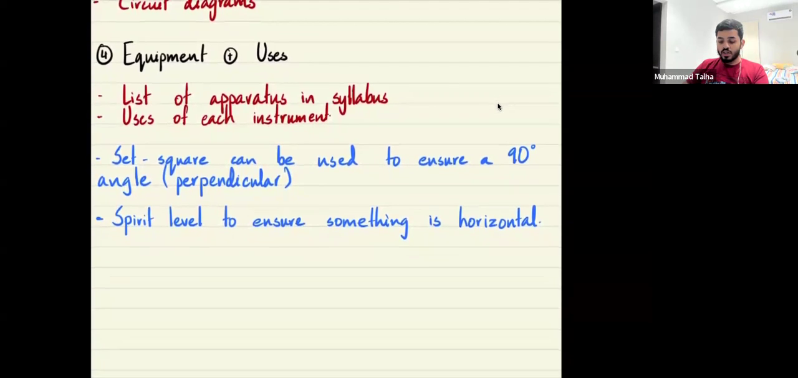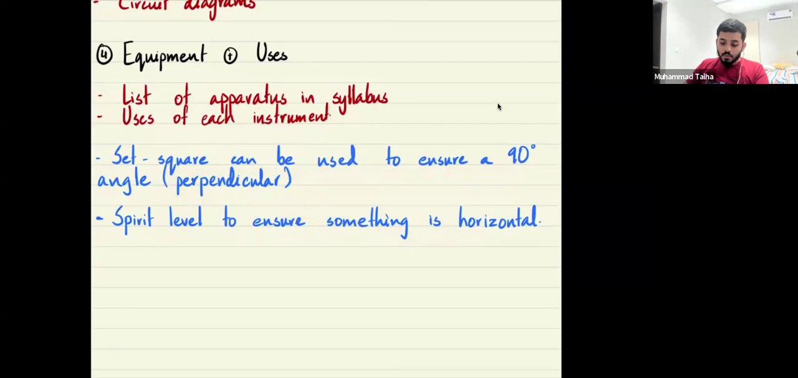Equipment and uses, so we went through all of the apparatus which is given in the syllabus and the uses of each instrument. Some of the ones that come to mind are the set square, which can be used to ensure a 90-degree angle, so basically perpendicularity. And spirit level is also something which is used to ensure something is horizontal. We've seen pictures of these as well.